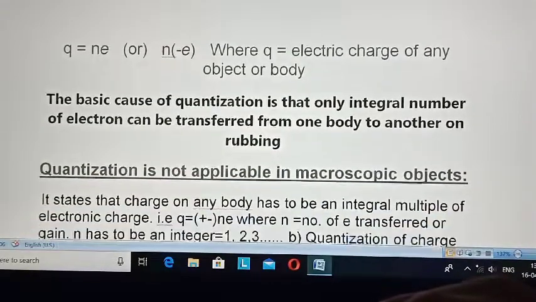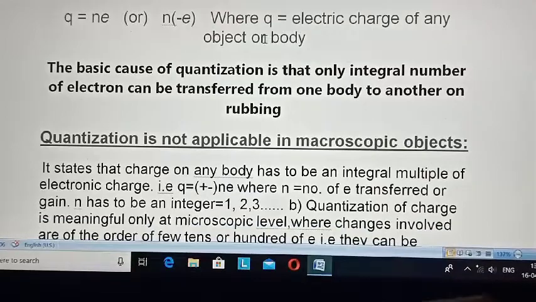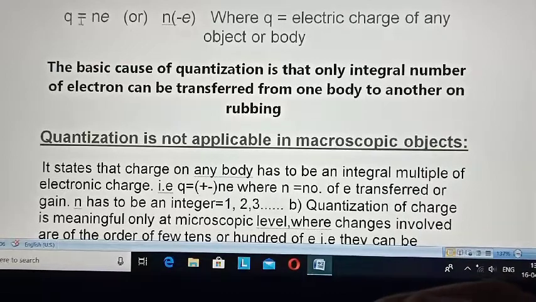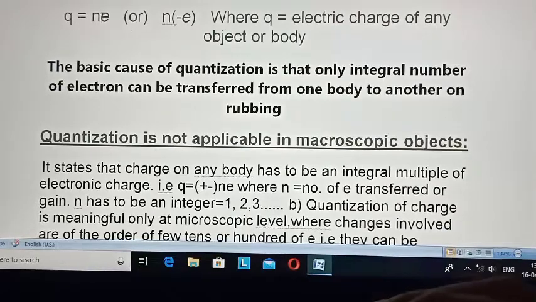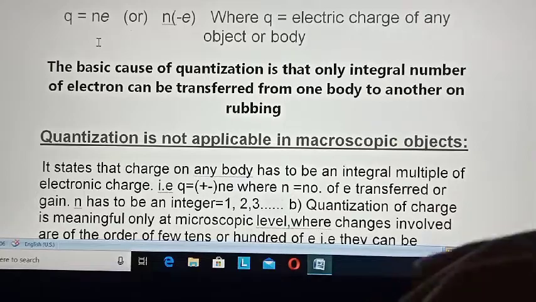That means you cannot divide an electron. The meaning is that. So Q is equal to plus minus Ne. Plus minus Ne means the charge can be positive, the charge can be negative. Total charge on a body can be positive, can be negative. So Q is the total charge, where e is the electronic charge. So Q is equal to plus minus Ne, where n is an integer.